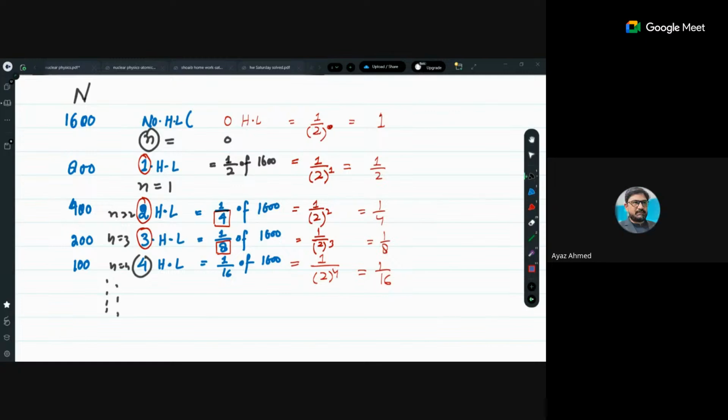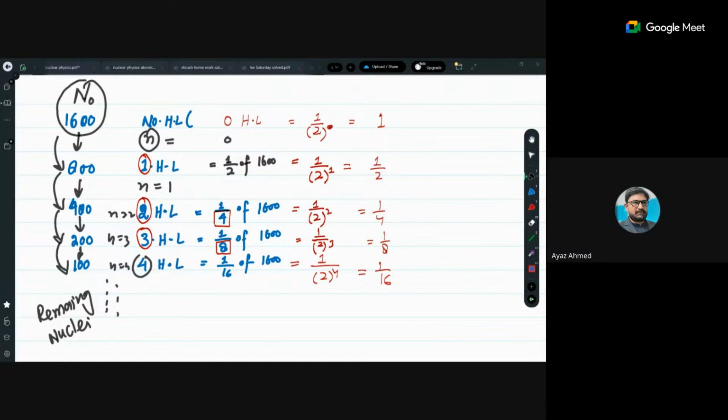Sir, could you repeat the last point? Yes, this complete thing is basically the remaining number of nuclei. Remaining nuclei. Okay. And what is the original number of nuclei? This one only is the original number. But after that, this all is remaining.